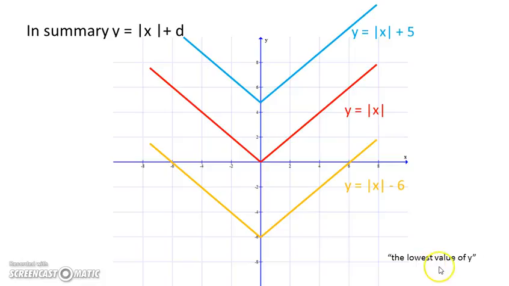Okay, maybe it's easiest to think about this. What's the lowest value of y? Lowest value of y in the red one, okay, lowest value of absolute value of x is 0. So lowest value of blue one is 0 plus 5, 5. Lowest value of the yellow one is 0 minus 6, negative 6. Okay, so that might be a helpful way to think about it as well.